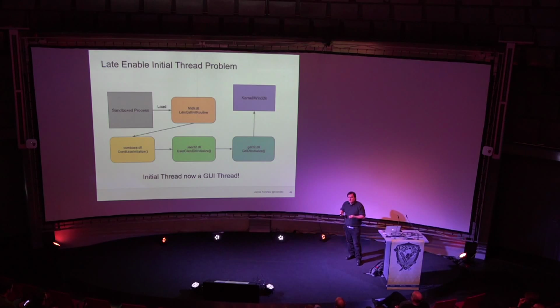So if you try and late bind, and by accident you somehow either directly or indirectly link Win32k code, it's going to be a GUI thread, and your mitigation is basically useless. So okay, you might think, let's apply it at process startup.